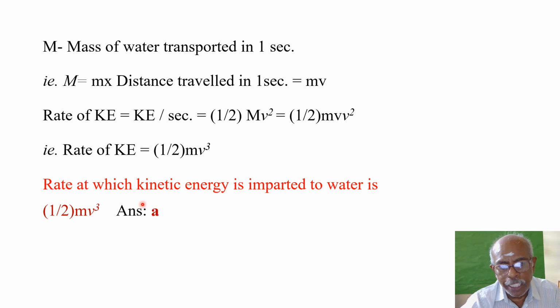Okay. So you must understand the difference between the mass of water per unit length and also the distance travelled by water in 1 second. You must be able to understand the difference between them. Okay. So otherwise, this question is very simple.